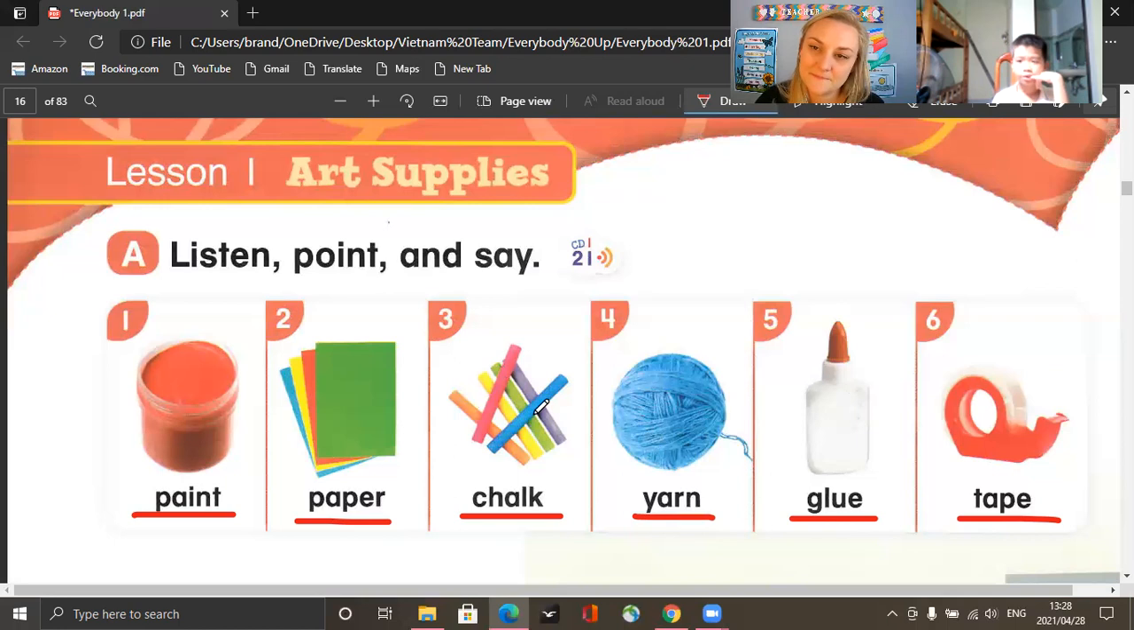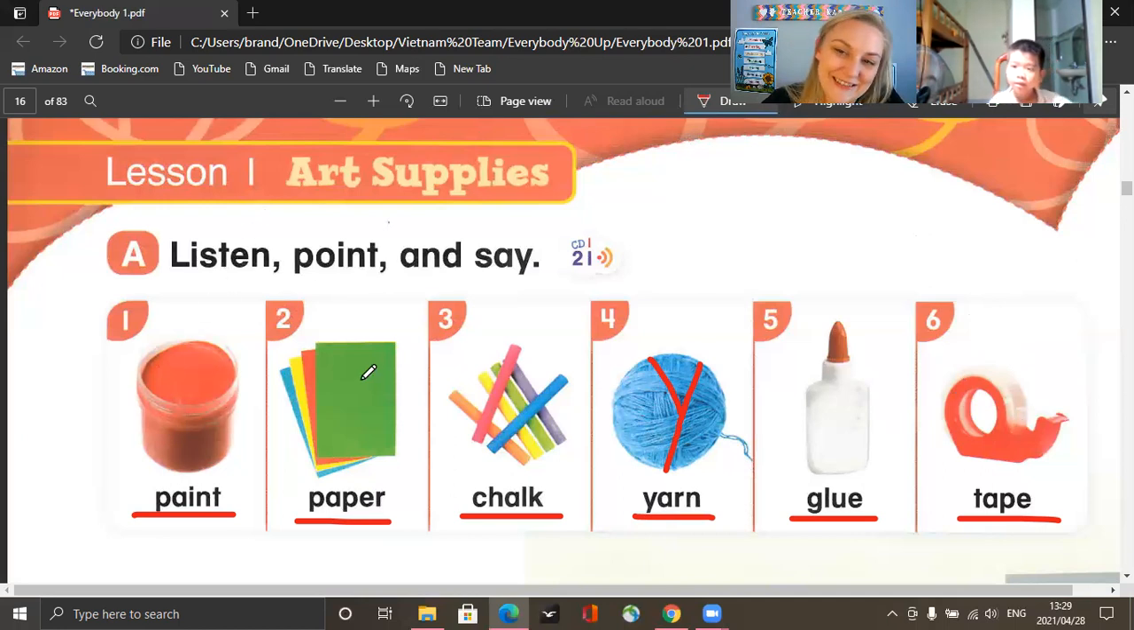Chalk. Okay, number four? Yarn. Number five. Glue. Sounds like blue, but it's glue. Tape. Okay, let's try again.